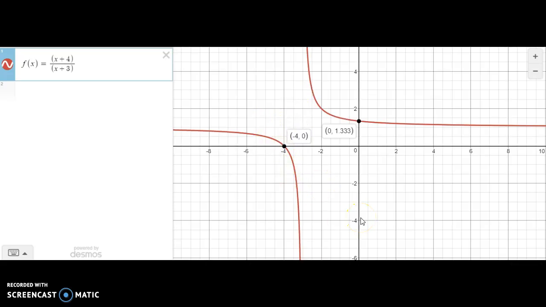Then for your horizontal asymptote, you're going to do the same thing, just look where it reaches but doesn't actually touch, and that's going to be y equals 1. So here you can see it's going towards 1 but never actually touches it.